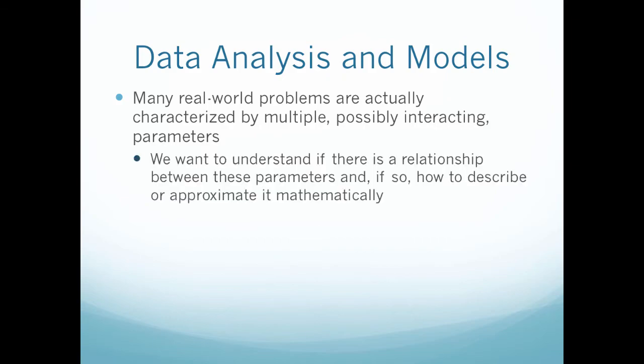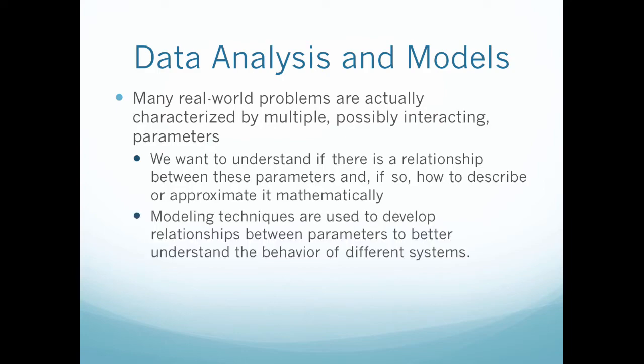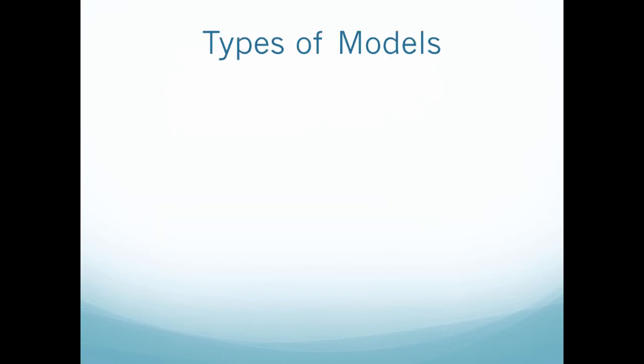So we want to understand if there's a relationship between the parameters, and if so, how we can approximate or describe it mathematically. Modeling techniques are used to develop relationships between parameters to better understand the behavior of different systems. We've talked a little bit before about different types of models, so let's review the ones we have discussed so far. First of all, there's the mechanistic model.